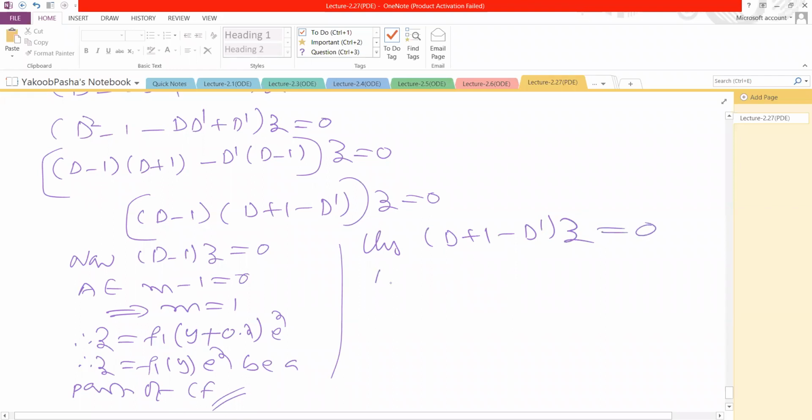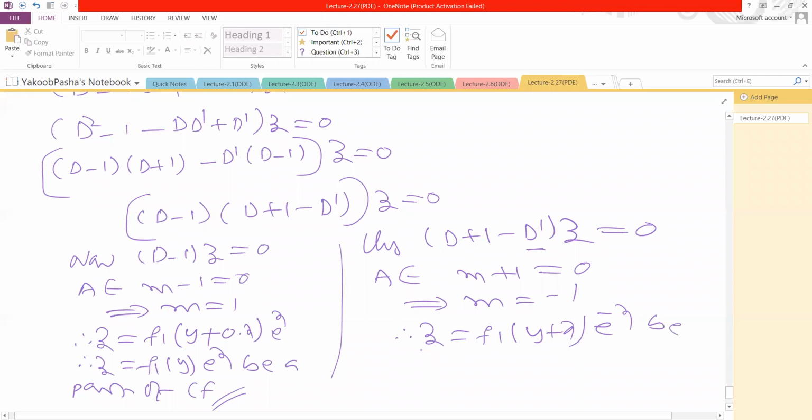Next we go for another term: d plus 1 minus d dash of z is equal to 0. So the corresponding auxiliary equation is m plus 1 is equal to 0. So m is equal to minus 1. So the part of complementary function is f1 of d dash coefficient of minus 1, take plus 1 into x, plus 1 into x is x into e to the power of minus x, be a part of complementary function.